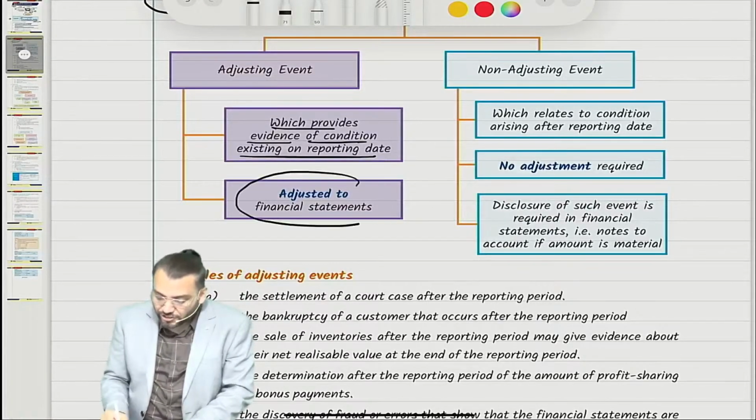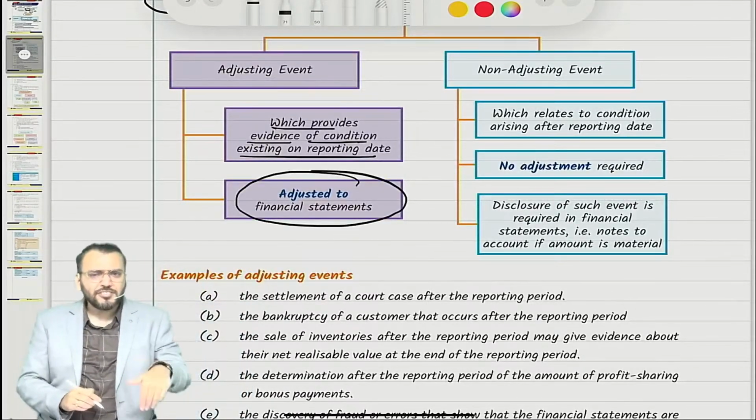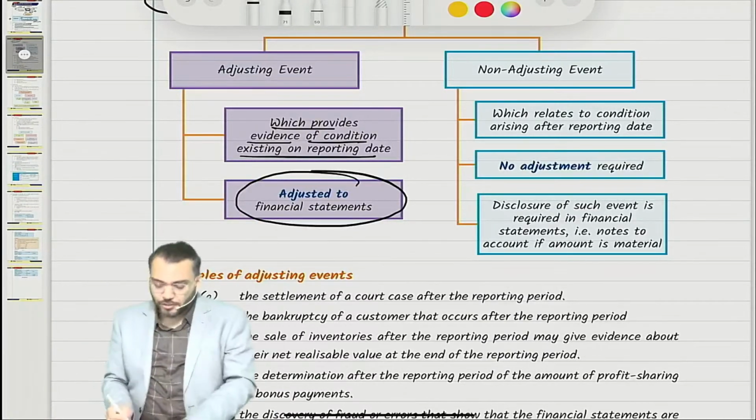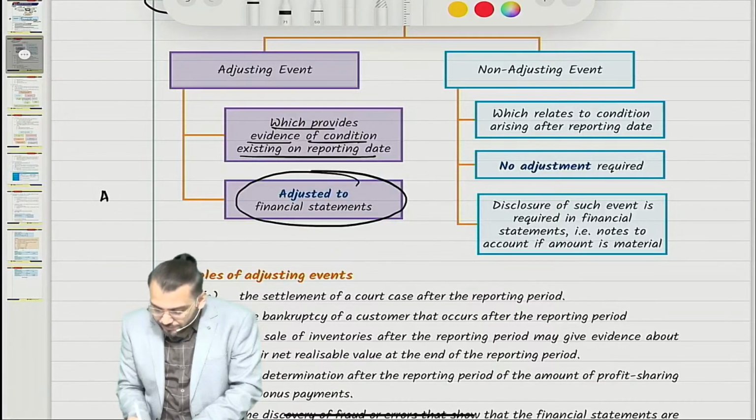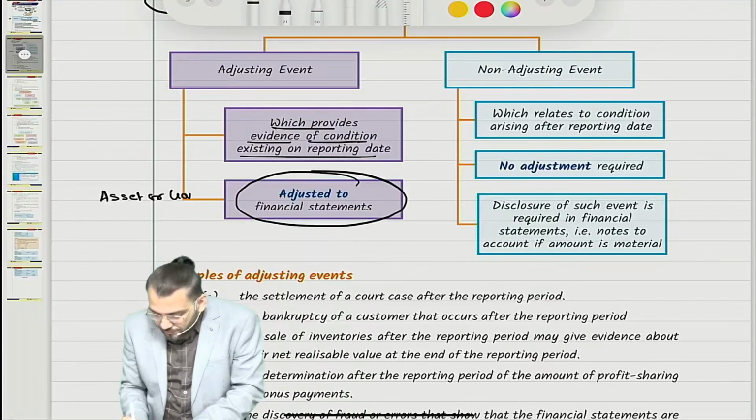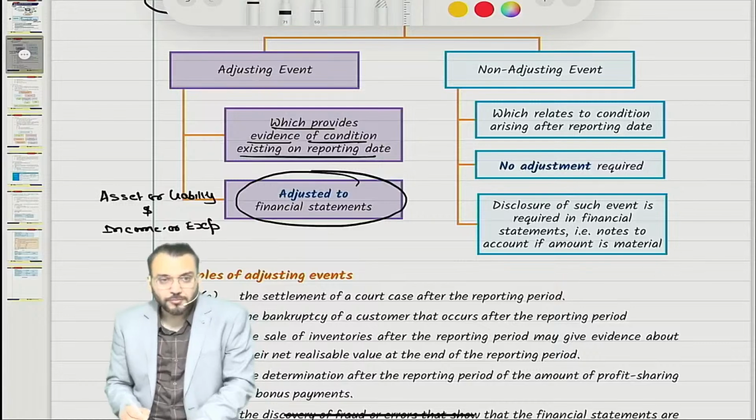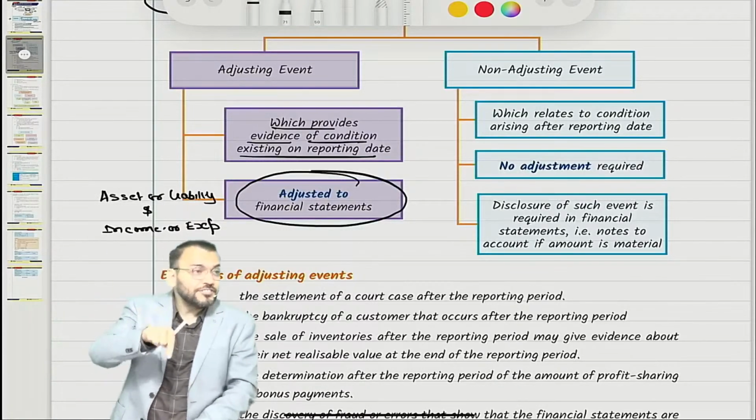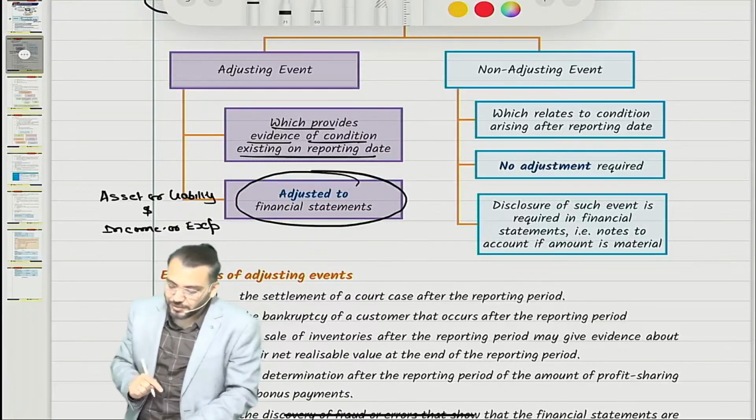An adjusting event will be adjusted in the financial statement. Adjusted in the financial statement means what? Because of that event, we need to adjust the asset or liability and income or expense, meaning either it will increase an asset or decrease an asset or increase a liability or decrease a liability. That is the adjustment required.